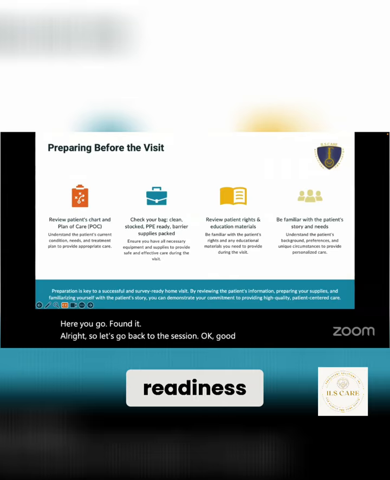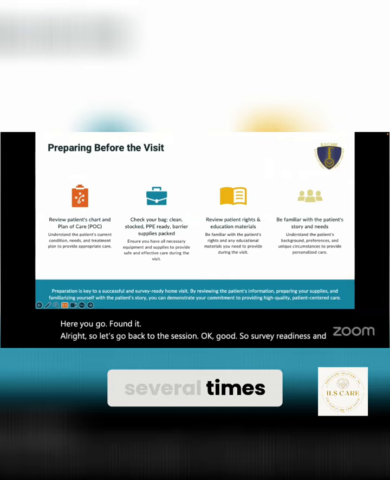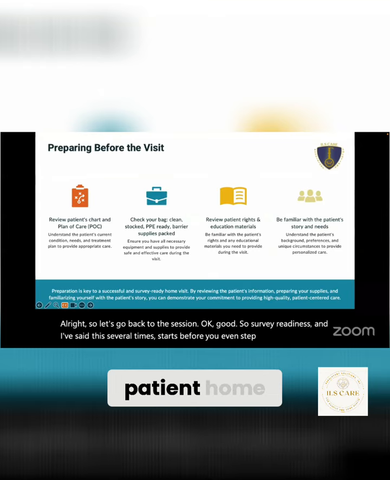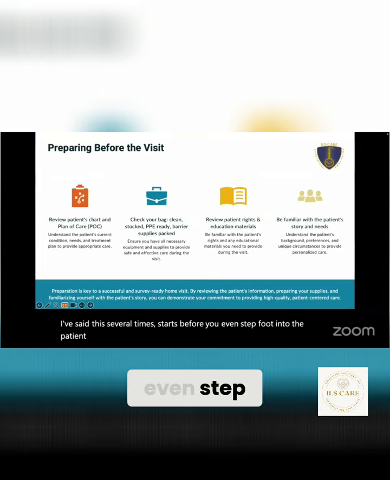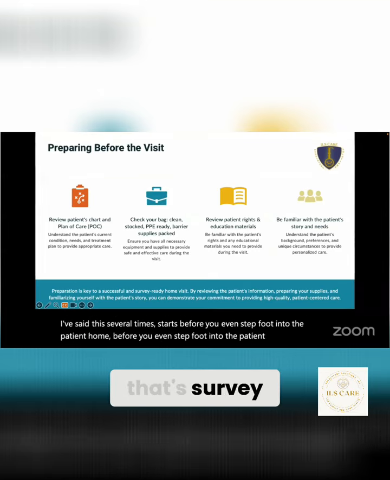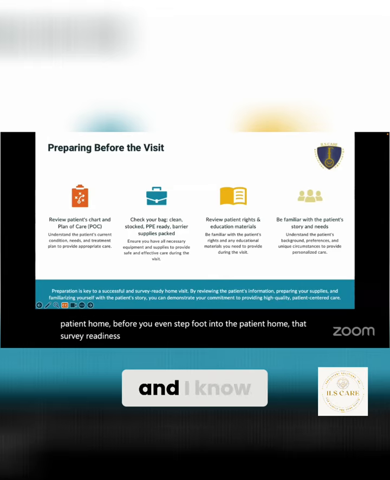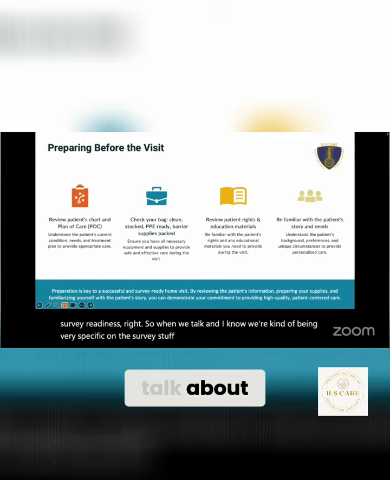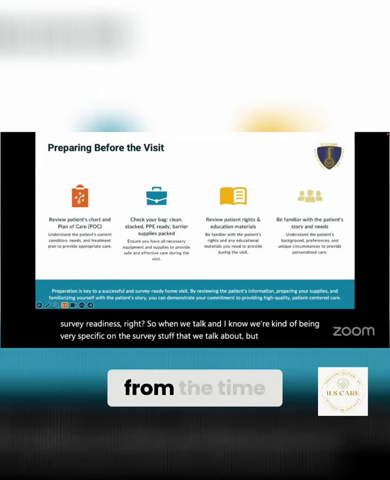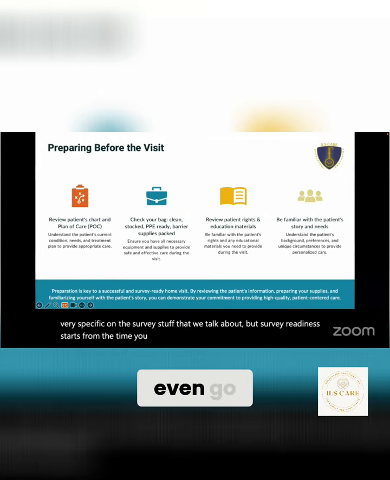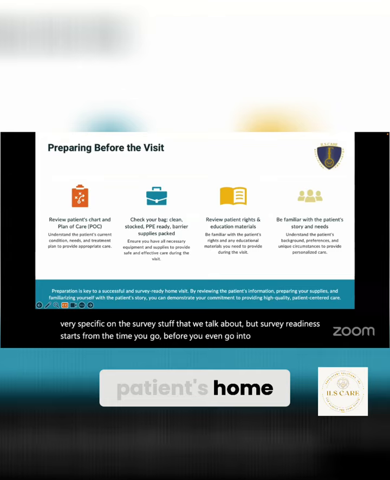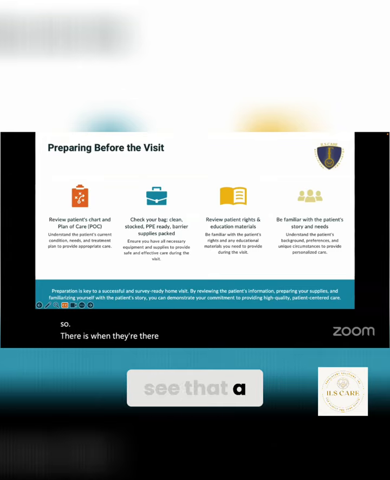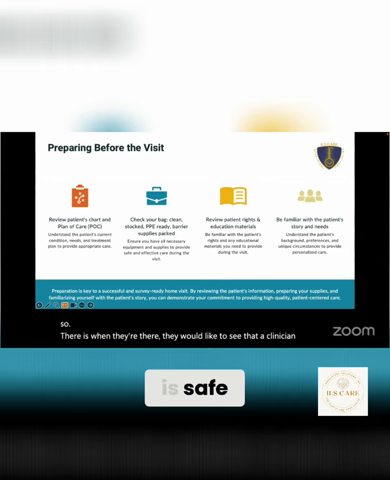So survey readiness, and I've said this several times, starts before you even step foot into the patient home. That's survey readiness, right? I know we're being very specific on the survey stuff that we talk about, but survey readiness starts before you even go into the patient's home. Surveyors, when they're there, would like to see that you, the clinician, are safe, right?